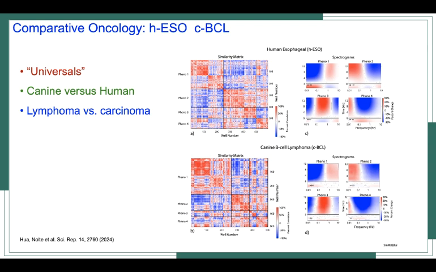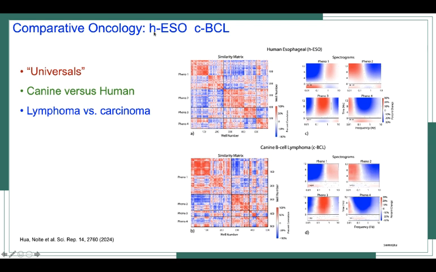I want to finish this with a sort of looking forward. Currently, we have to build libraries for each new disease and each new type of tissue. It would be a lot faster and less expensive if we could come up with universals, if there was some kind of universal signatures. So as a first step towards that, we did a comparative oncology study between human esophageal cancer and canine B-cell lymphoma.